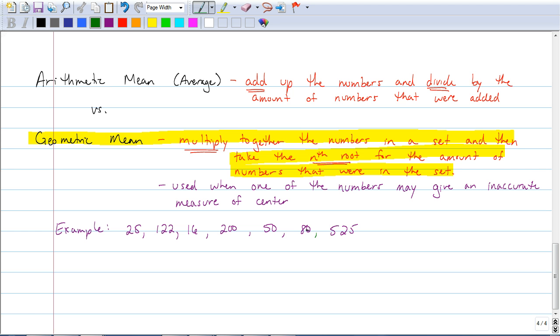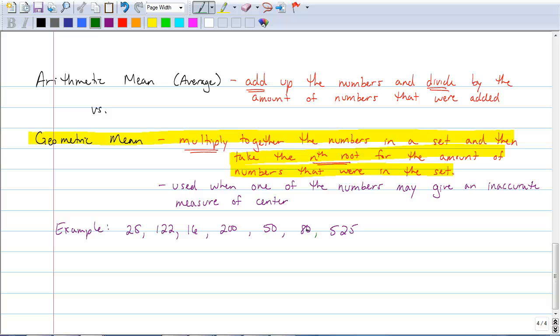Here's how we find the geometric mean. You multiply together all the numbers in a set and then take the nth root for the amount of numbers that were in the set. In other words, here I have a total of 7 numbers. To find the geometric mean, I'm going to multiply these 7 numbers together and then take the 7th root of the product. Now, again, we use this when one of the numbers may give an inaccurate measure of center, because that's what the average or the mean is doing. It's finding a measure of center, where approximately is the middle.